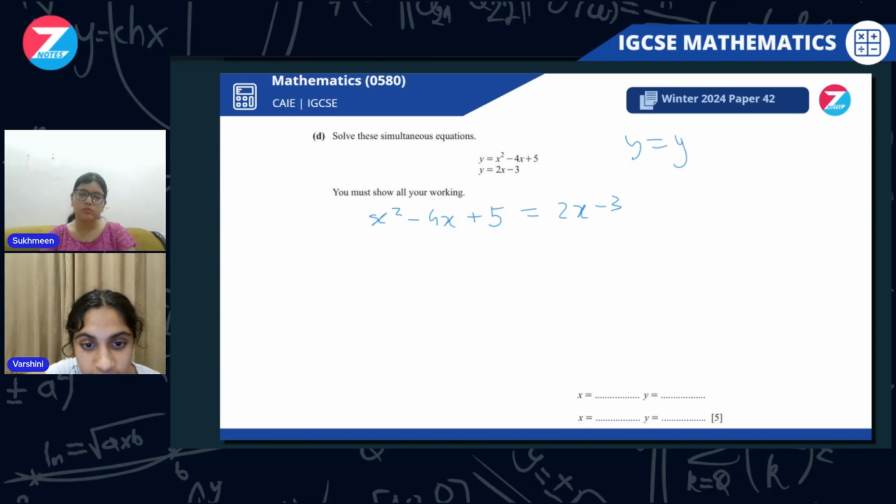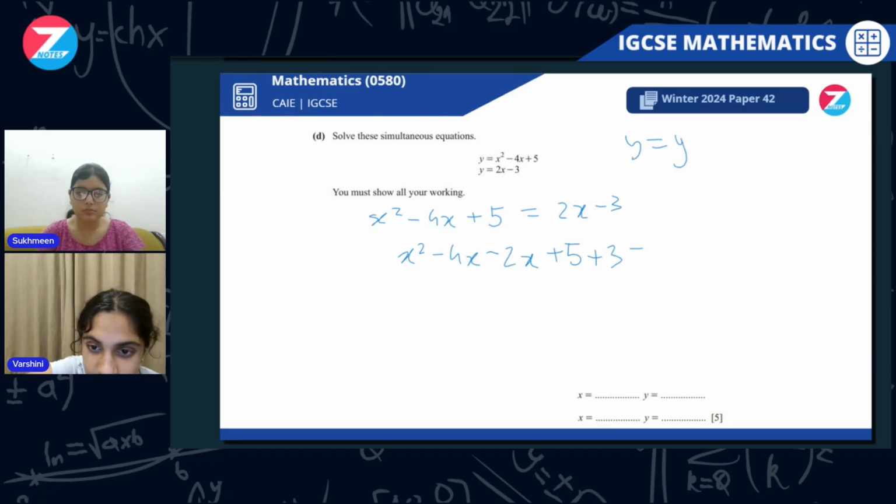Now, all we have to do is put all of these terms on one side of the equation, and then we can use the same quadratic formula that we used, which is going to be x squared minus 4x. So now we're going to take this onto this side of the equation, and the sign is going to change. It's going to be minus 2x plus 5, and again, the same thing with 3, so it's going to be plus 3. So now this will be x squared minus 6x plus 8.